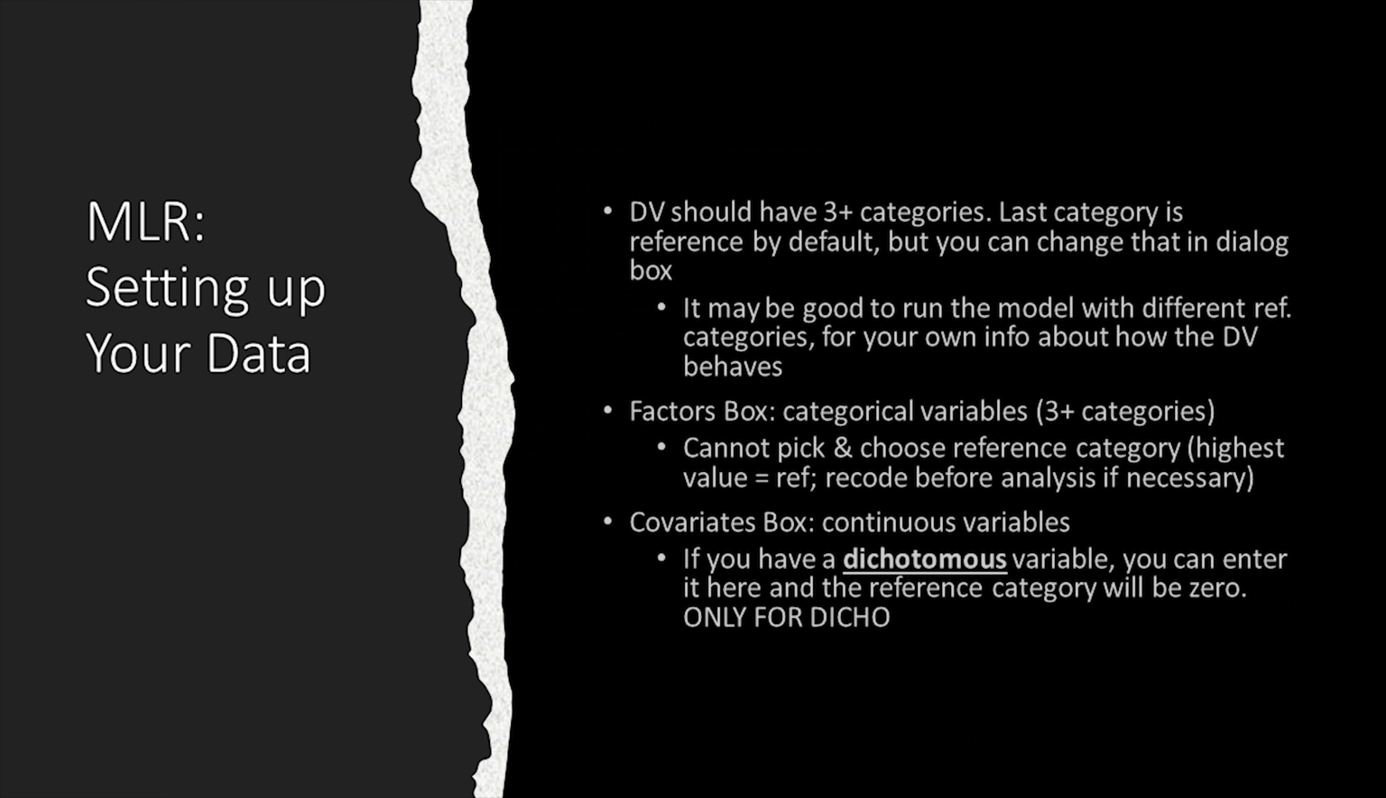Setting up our data in SPSS is very easy. Dependent variable, once again, needs to have at least 3 or more categories. The last category, aka the category with the highest value, will be set as your reference category by default, but you can change that in the dialog box in SPSS. And sometimes you might even want to play around with your reference categories. It's not p-hacking or anything like that, but you might sort of get a good understanding about the differences across different categories of your dependent variable.